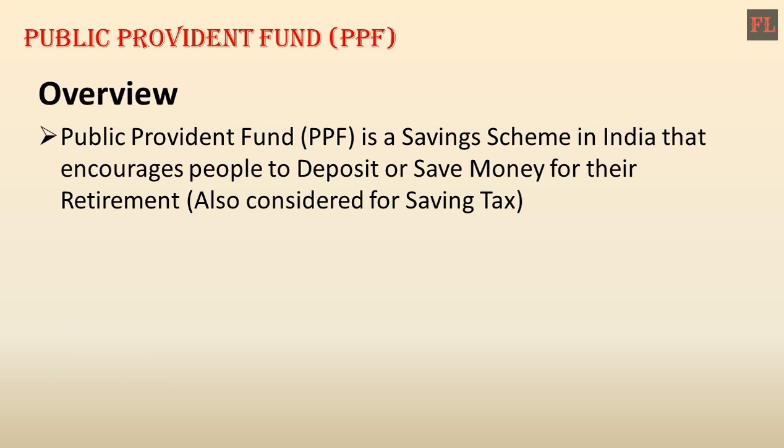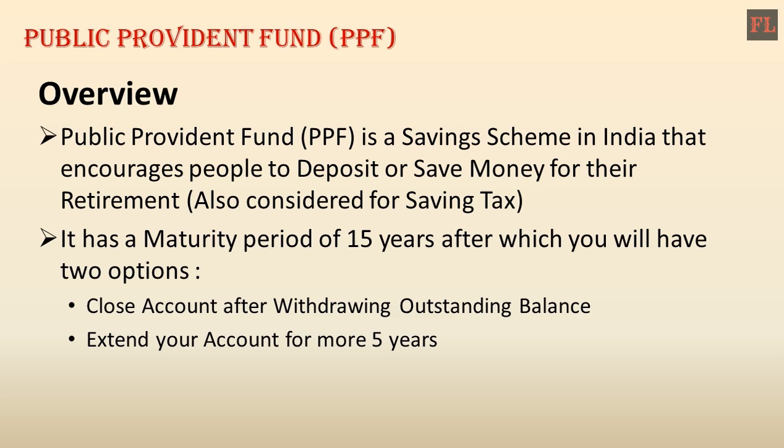Okay, so Public Provident Fund is a savings scheme in India that encourages people to deposit or save money for their retirement. Also, it is considered a tax saving scheme by a majority of salaried employees, for some reasons that we are going to discuss later in the video. It has a maturity period of 15 years, after which you will have two options. Either you can close your account after the maturity period of 15 years and withdraw all your outstanding balance in your PPF account, or else you can extend your account for 5 more years.